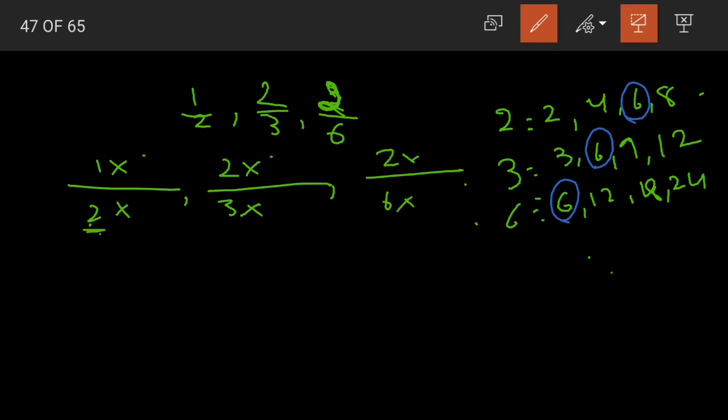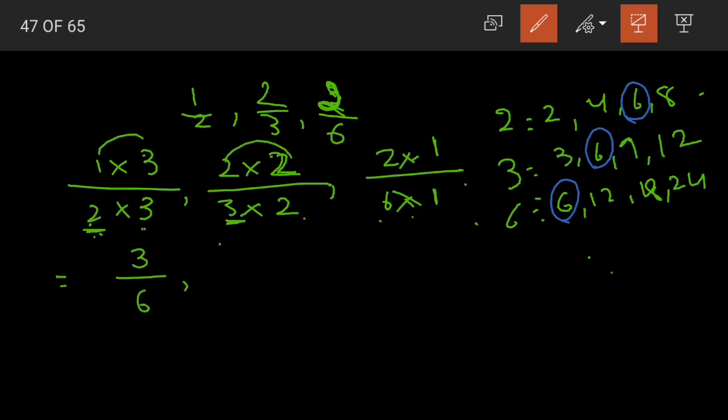Now first we have 2 here. 2 into 3 is equal to 6, so multiplying with 3, then we have 3. 3 into 2 is equal to 6, so we are multiplying with 2. Then we have 6 already, so let us keep it as it is, or multiply by 1. After multiplying, what are the fractions? 1 threes are 3 divided by 6. 2 twos are 4 divided by 6. 2 ones are 2 divided by 6.